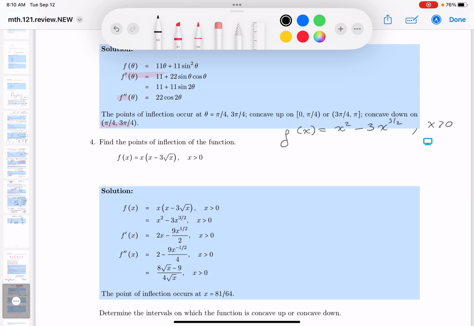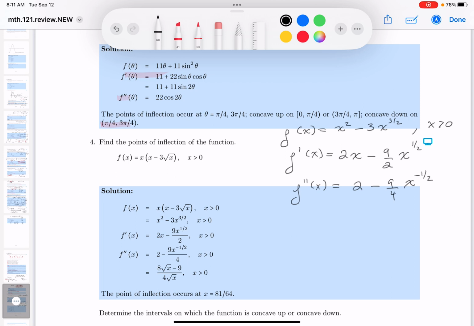All right, so I'm going to write the first derivative down. That's going to be 2x minus 9/2 x. I take 1 from the exponent, and that's going to be 1/2. Right, let's keep going. Second derivative. That's going to be 2 minus 9/4, and it's going to be x to the minus 1/2.